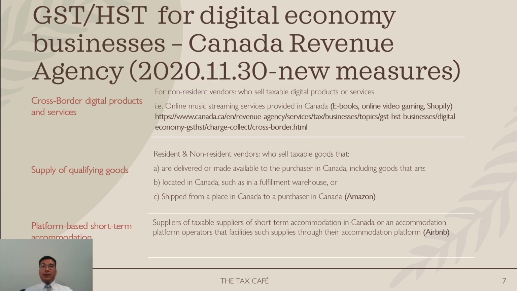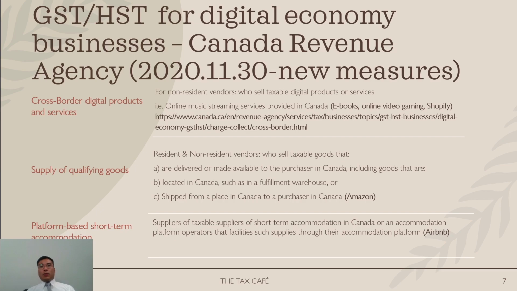So this slide now talks about the GST, HST for digital economy businesses. Now it's subcategorized into three different fields. One of them is cross-border digital products and services. This is specifically for non-resident vendors selling taxable digital products or services in Canada. It could be ebooks, online video gaming, Shopify, or selling your music, right?